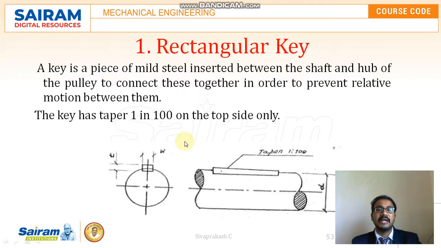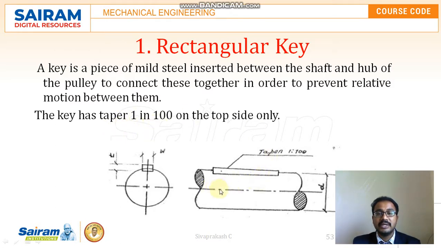First, we'll discuss the rectangular key. A key is a piece of mild steel inserted between the shaft and the hub of the pulley to connect these together in order to prevent relative motion between them. And the key has a taper of 1 in 100 on the top side. You can see this.